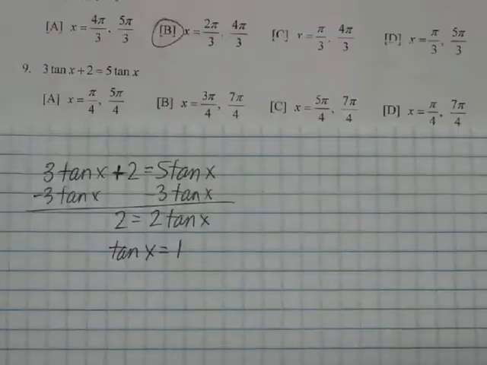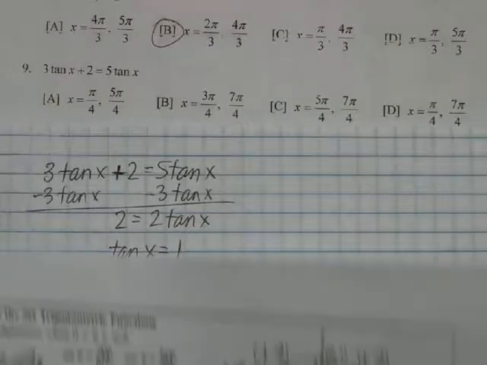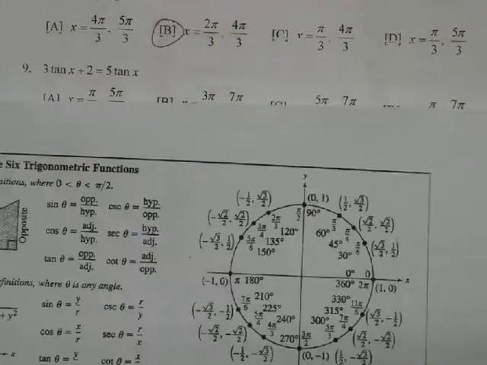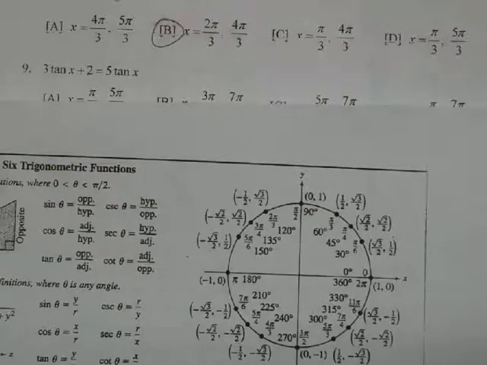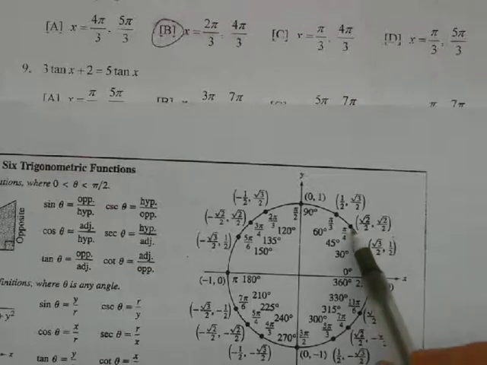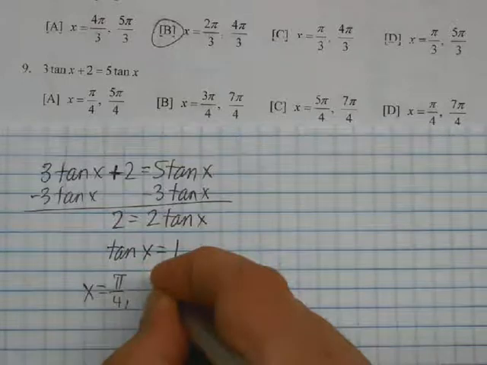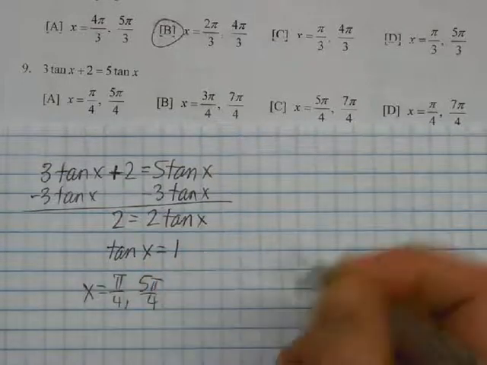So when is tangent equal to 1? Now, although tangent isn't labeled on this, I said that you could add tangent to it. But when tangent's equal to 1, we know that the x and y coordinates are the same, which occurs at pi over 4 and 5 pi over 4. And the answer is A.